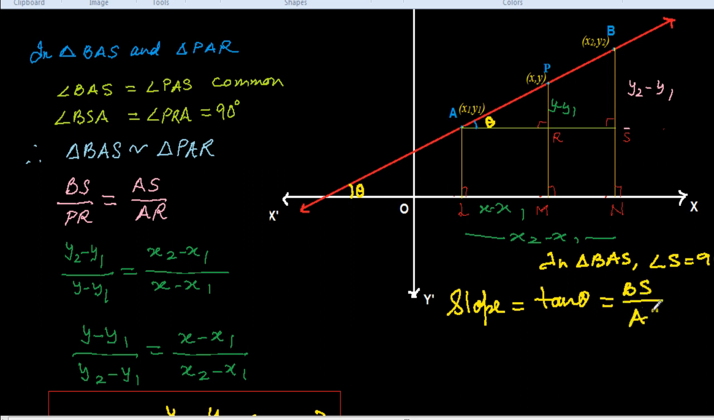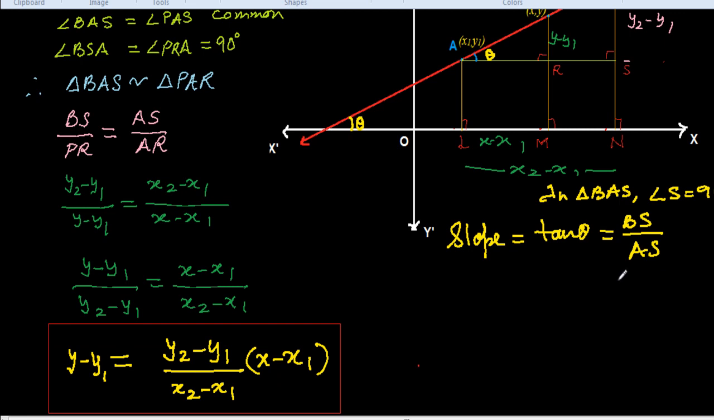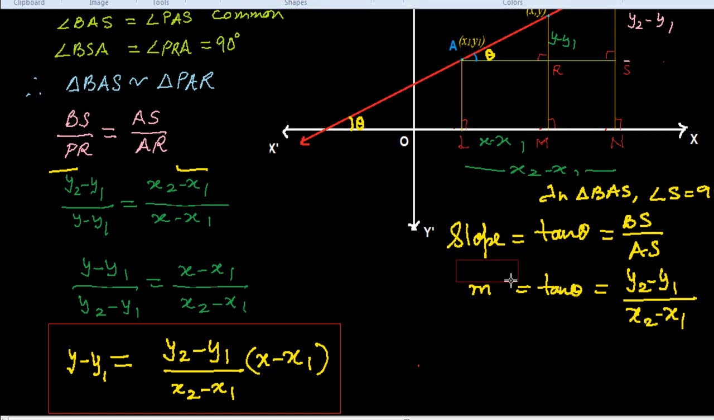Now BS we know is y2 minus y1, and AS we know is x2 minus x1. Here this one is BS and this one is AS. So the slope of a line is y2 minus y1 over x2 minus x1, and the value of tan theta is denoted by small m, which is the slope or the gradient of a line. In this way we could easily find out the slope of the line.